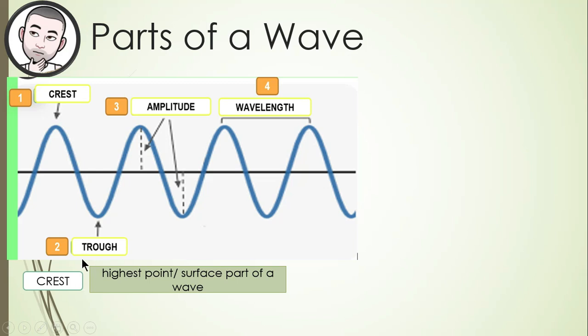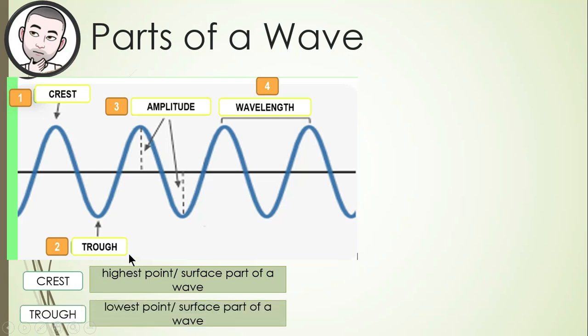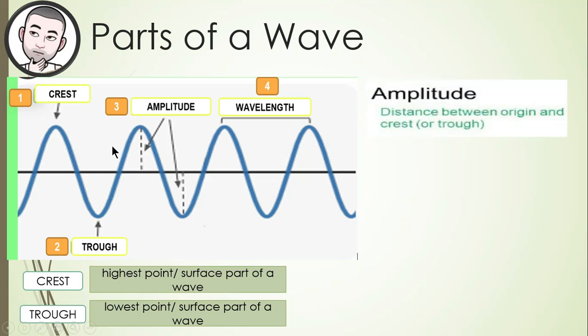Number 2, that is what we call trough. Trough is the lowest point or surface part of a wave. So this is the trough, and this is also a trough. The number 3, that is what we call amplitude. Amplitude is the distance between origin and crest or trough.